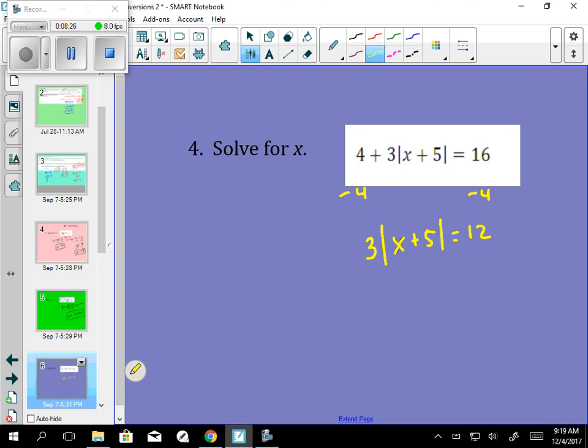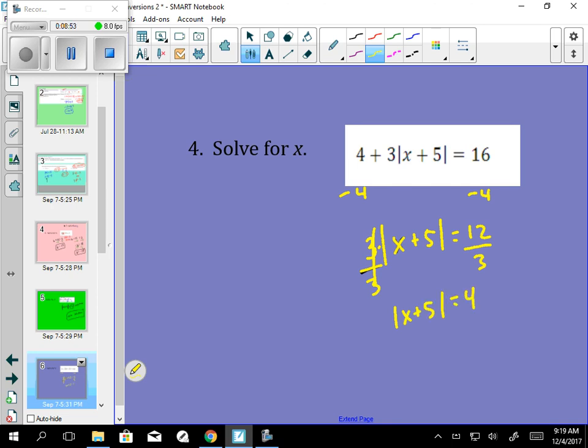Now be careful here, we're not minusing 3. Okay, this is being multiplied here. And we don't want to necessarily distribute here either, because we got the absolute value, it's not a parenthesis. So here we can divide both sides by 3 to get rid of it, because the opposite of multiplying is dividing. So now you got x plus 5 equals 4.